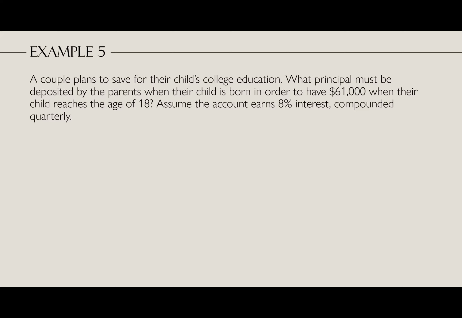So I want to find the present value or the principal. I'm going to go ahead and write the same formula I had before. P is equal to A divided by 1 plus R over N to the NT power. Again, I want to figure out what P is. And I'm going to go ahead and write the rest of these variables.